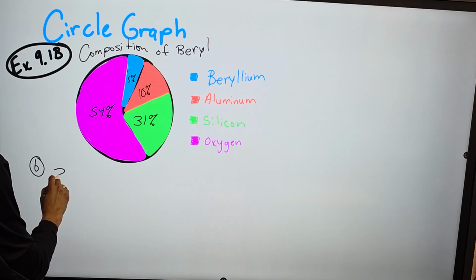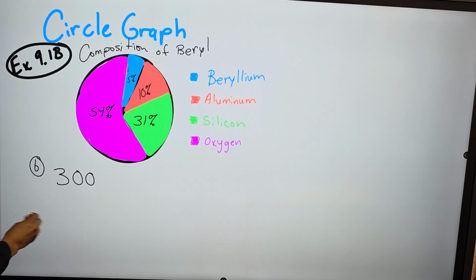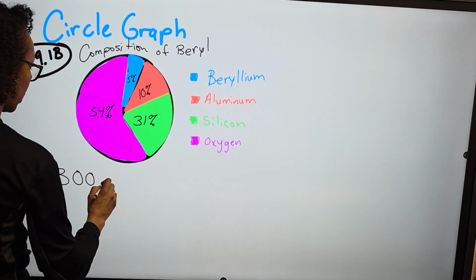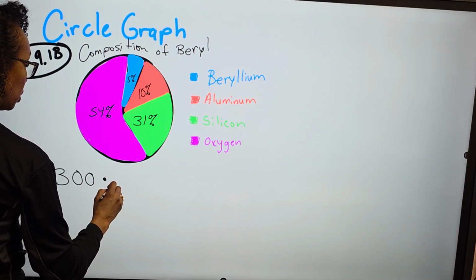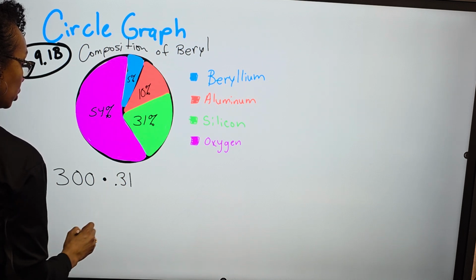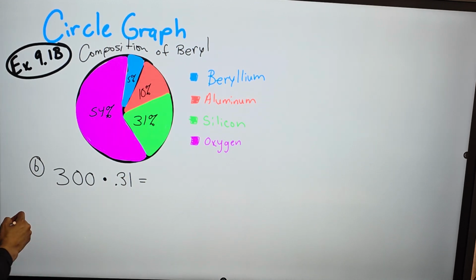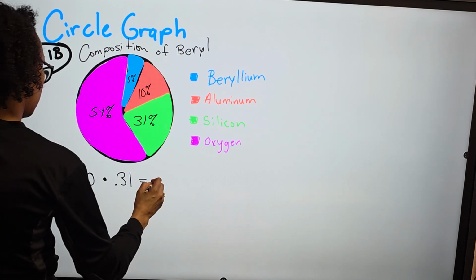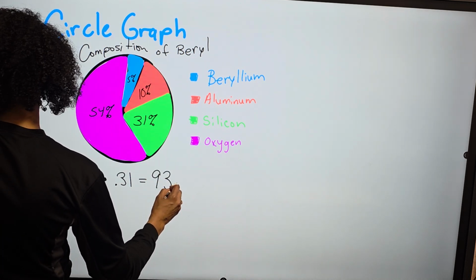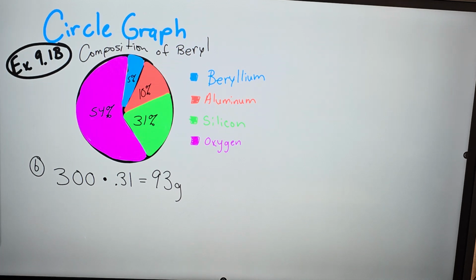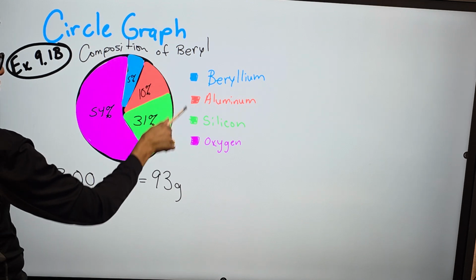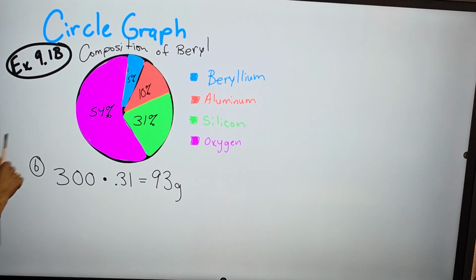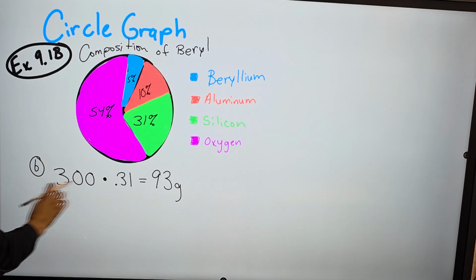So to find that, I need to figure out, if I've got 300 grams, I need to know 31% of 300. Well, we know to find 31% of, we're going to multiply, but we have to change our 31% into a decimal, so 0.31. So 300 times 0.31 should give us 93 grams. So we're able to go from the circle graph to answer some comparison questions, but then also use the data from the graph to calculate a value.